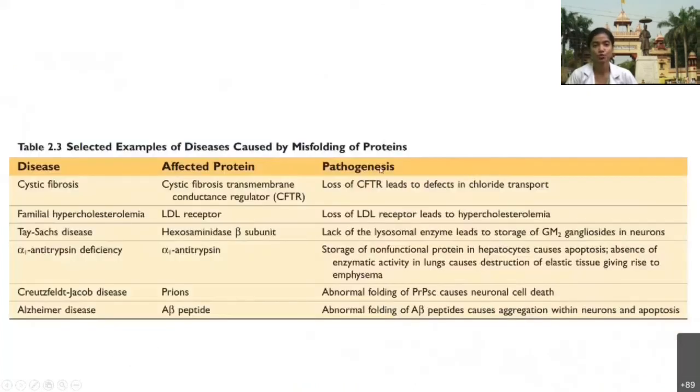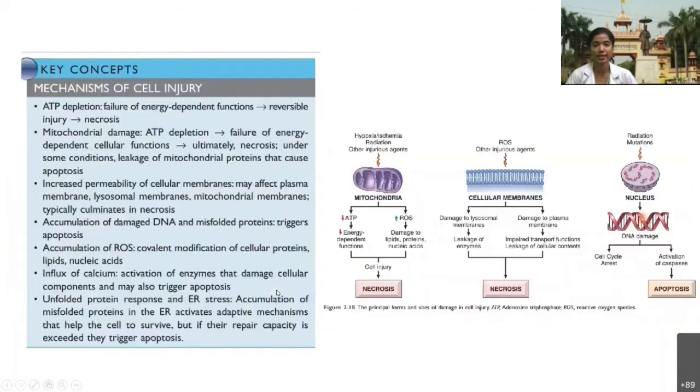Now, these are some examples of misfolded protein disorders, like Alzheimer's disease, where there is deposition of the A beta type of peptide protein. In CJD, that is the prion diseases, we can see the deposition of the prion proteins. Similarly, there is alpha-1 antitrypsin deficiency, cystic fibrosis, etc.